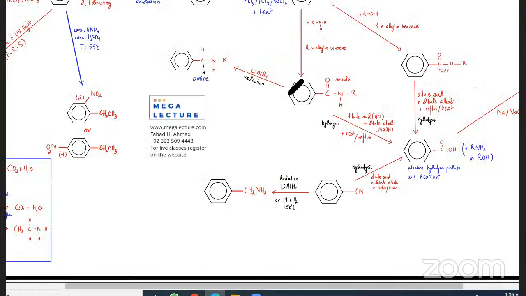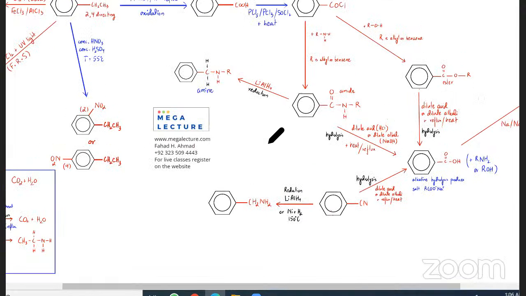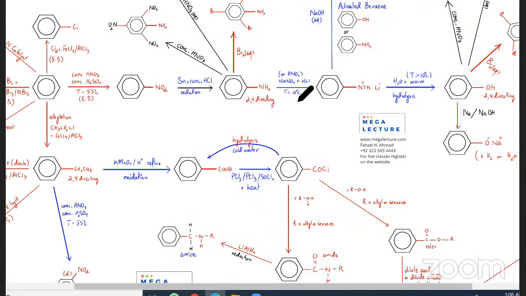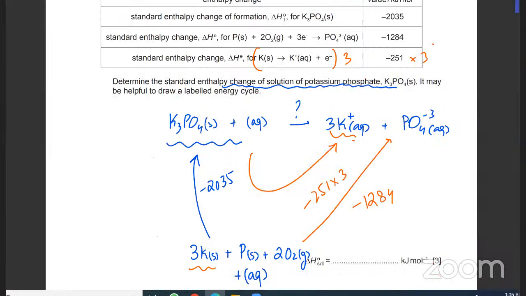Diazonium ion. Okay, so the NH2 needs to turn into a diazonium ion. That's NaNO2 plus HCl, and the temperature has to be less than 10 degrees. HNO2 plus HCl. Okay, do that.